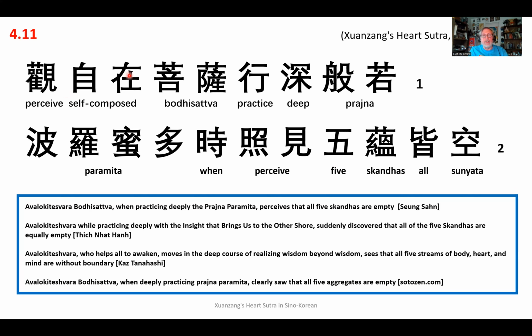Quan Jaje, you know that's Avalokitesvara. Bosal, that's Bodhisattva. Practice deep, practicing deeply. Prajna Paramita, Banya Bara Milta, that means Prajna Paramita. Whatever, I mean, this is assuming that we're not going to go into what Prajna Paramita means, but you can put it together to make a grammatical English sentence that makes sense. When perceive 5 skandhas all empty. Avalokitesvara Bodhisattva, when practicing deeply the Prajna Paramita, perceives that all 5 skandhas are empty.